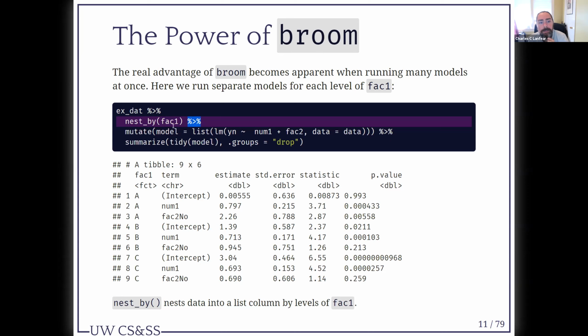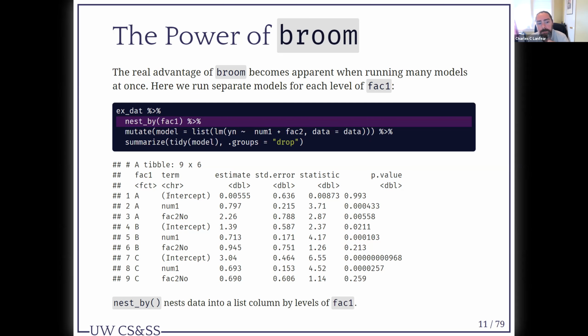I then say, and then I'd like to mutate a new column called model, where the column is going to be a list containing a linear regression of y on num1 and fac2, where my data is data. What is data? It's the nested column containing all of the data broken up by fac1 generated by nest by. So this is a way to use mutate to run a model and return a model object where each row will be one model output. Then I can say summarize by tidying that model column and then drop the groups here because I don't want them nested on fac1 anymore.